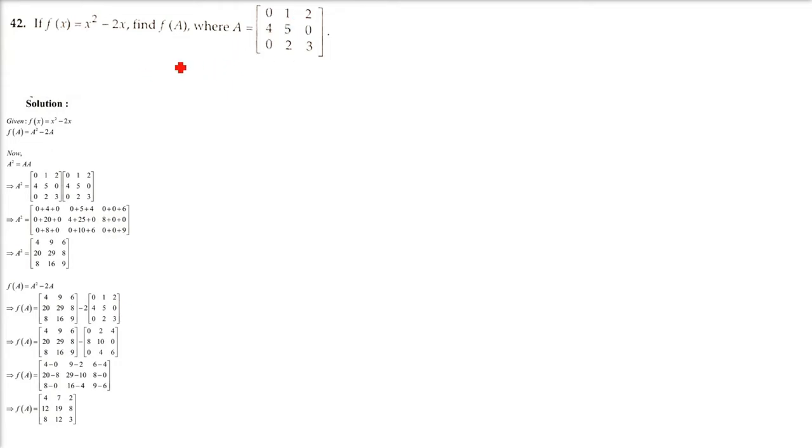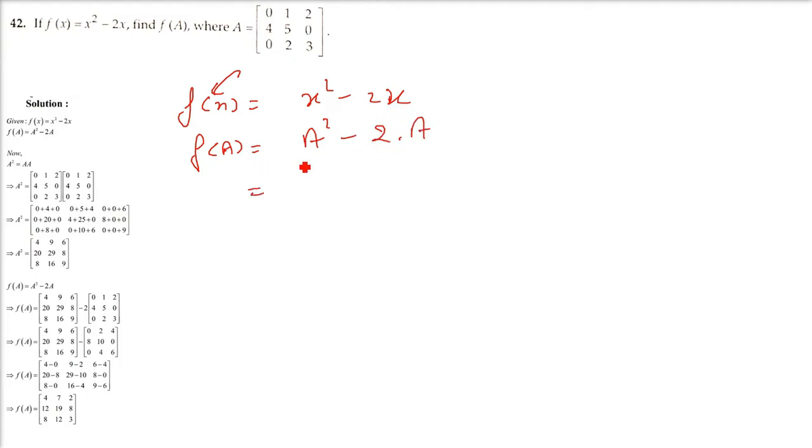How to do this? This is f(x) equals x square minus 2x. So if you take x as A, f(A) will be equal to A square minus 2A. So you have to compute this. A square is this whole square, and just multiply these two matrices, and A square will come, and minus twice of this A. So I'm just directly writing A square. I hope you'll be able to do it.